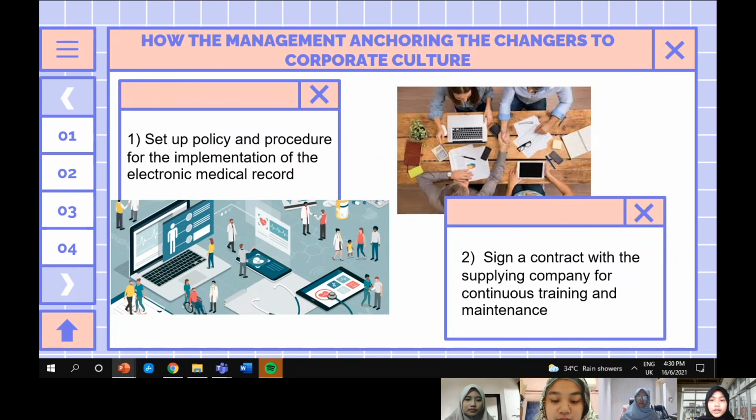How the management anchors the changes to corporate culture. After the successful implementation of the electronic medical record in the orthopedic department, Heart Medical Center needs to extend it to the whole hospital. So first they need to set up a policy and procedure for the implementation of the electronic medical record. The second one is they need to sign a contract with the supplying company for continuous training and maintenance.